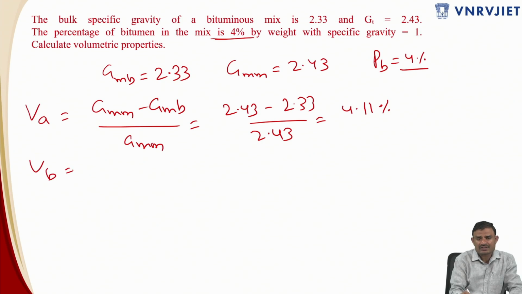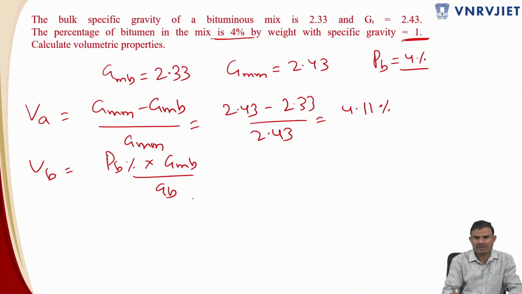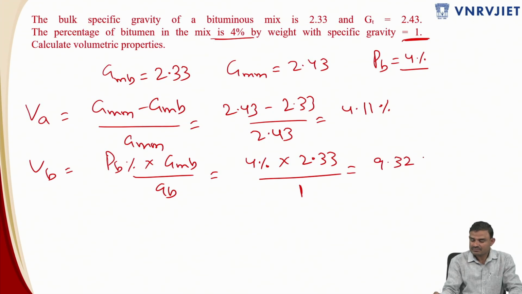Similarly, we have to calculate VB, the percentage of bitumen by volume, the volume of bitumen. Here you take PB, percentage of bitumen, multiplied by GMB divided by GB. The specific gravity of the bitumen is also very important, which is generally very close to water, that is 1. Here it is 4% multiplied by GMB, 2.33, and GB being 1. So you are going to get the value of 9.32% as the volume of the bitumen.